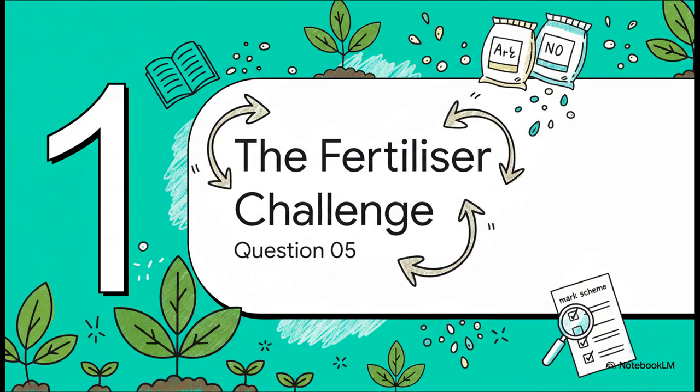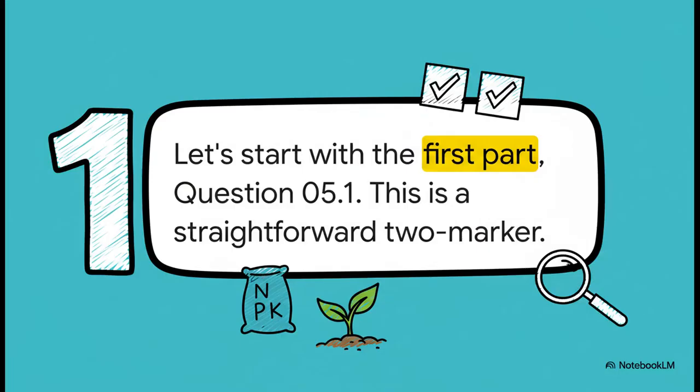It's all about fertilizers, which you know is a massive topic in chemistry. We're going to break this down piece by piece, looking not just at the right answers, but at the exact wording the mark scheme is looking for. First up is question 05.1. This one's a pretty straightforward 2-marker. That means there are 2 correct answers hiding in there, and our job is to find them. It's really just a test of your knowledge on what makes up NPK fertilizers.